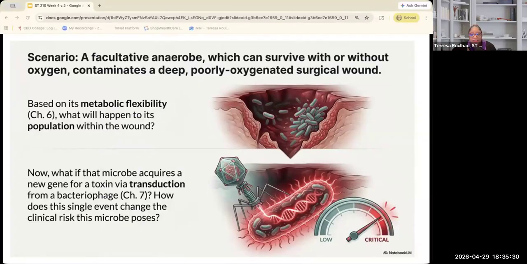As CSTs, we may never know exactly which gene a microbe carries, but we do control wound environment, oxygen exposure, how we are handling the tissue, and our intervention times. Those factors determine whether microbes get the chance to escalate. And keep in mind that microbes don't need our permission to evolve. They just need the opportunity.